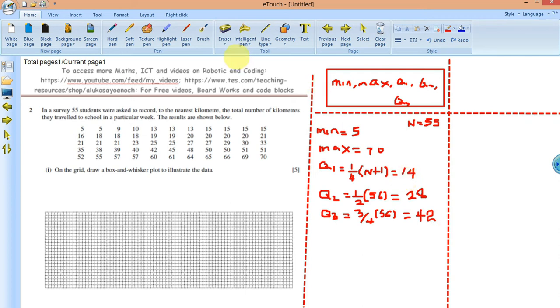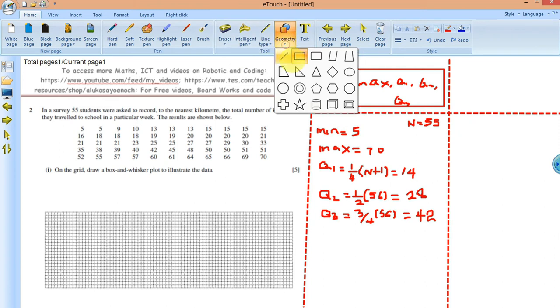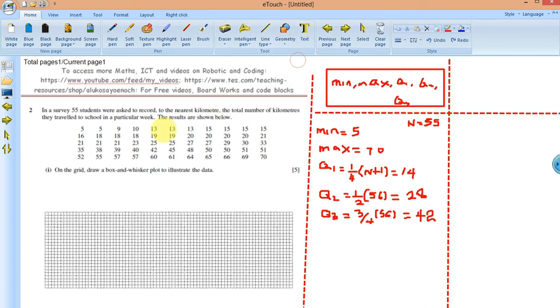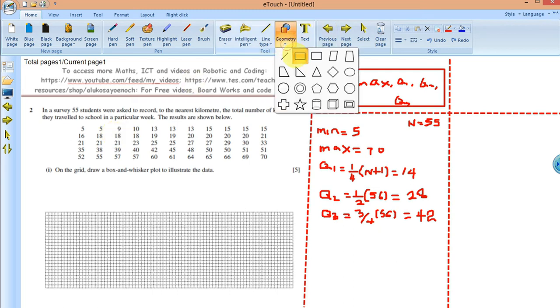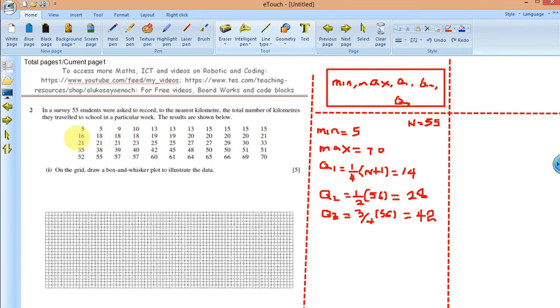So let me go ahead and identify Q1, Q2, Q3. I know that there are 55 altogether. There are 5 rows here, meaning that on each row I have 11. So going to 14: 11, 12, 13, 14. So this is data position 14, the one under 9. Let me put it in a rectangular box. So this will be my Q1.